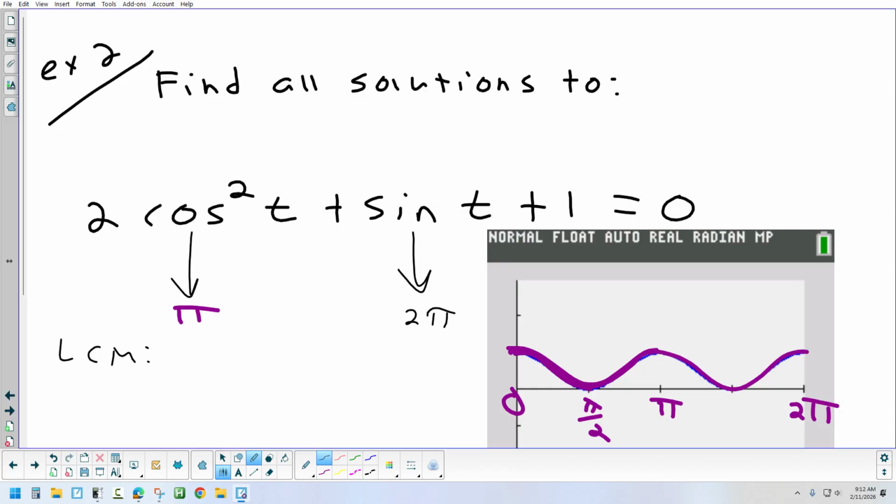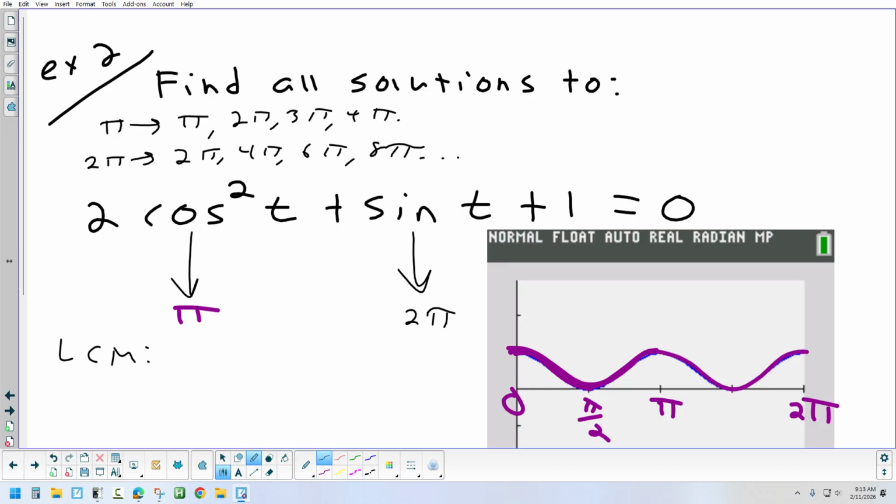So 2 pi, yeah. So remember, multiples of pi, right? Pi, 2 pi, 3 pi, 4 pi. Multiples of 2 pi: 2 pi, 4 pi, 6 pi, 8 pi. So we're trying to look at those lists and find the smallest number that's in both lists. 2 pi is the smallest multiple in both lists, so it's the least common multiple.